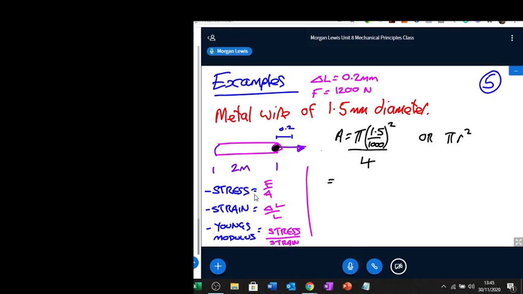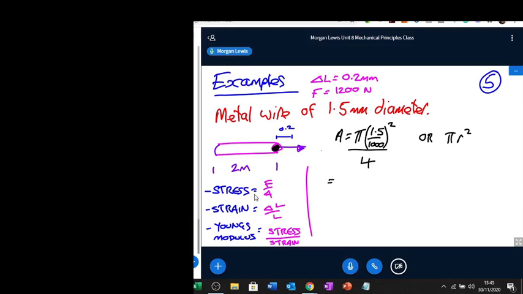1.5 divided by 1,000 squared, times pi divided by 4. Check it again, Callum. Just make sure I check. 1.5 divided by 1,000. 1.5 squared. Only square the diameter. Times by pi divided by 4.